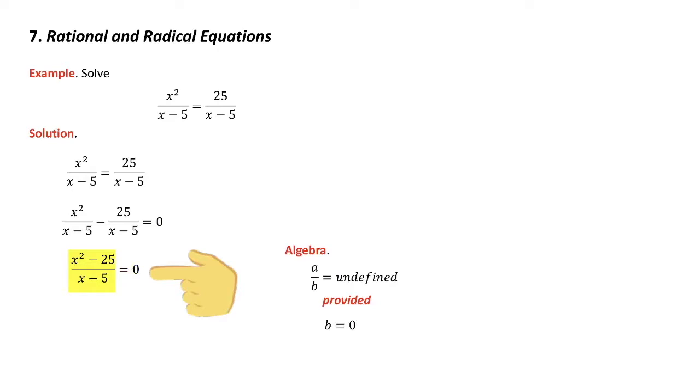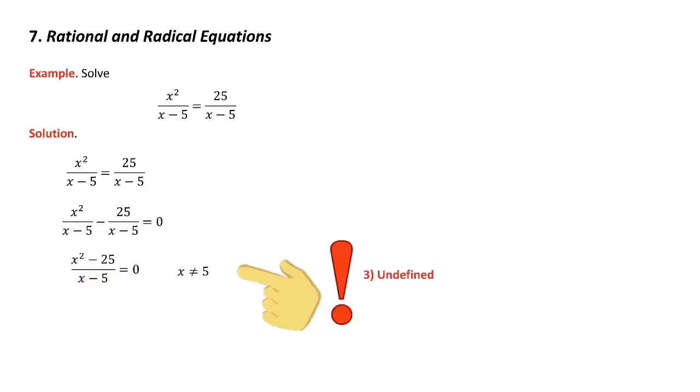Now, this is the algebra. I'm not trying to introduce you to thousands of rules. These are the standard ones. A over B is undefined when B is 0. It's pretty basic. B is the bottom, the denominator. So we're undefined when the bottom is 0, when x equals 5. So we need the third point: we need to know where we're undefined.